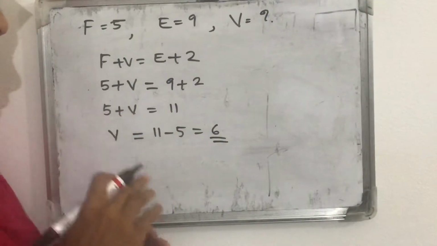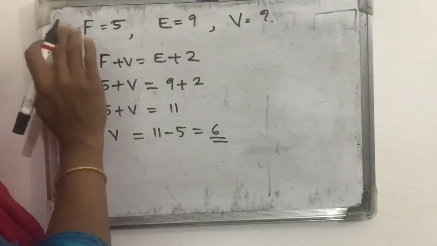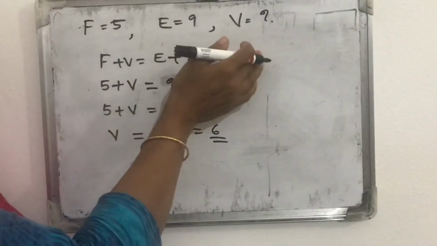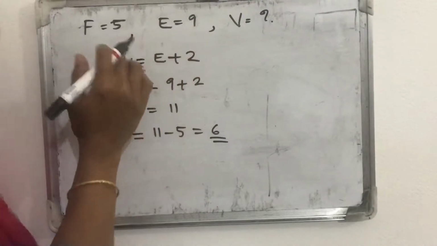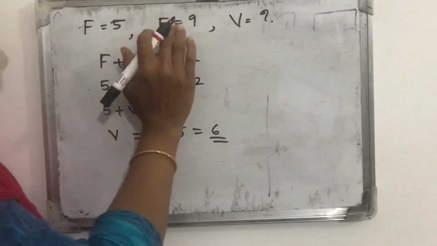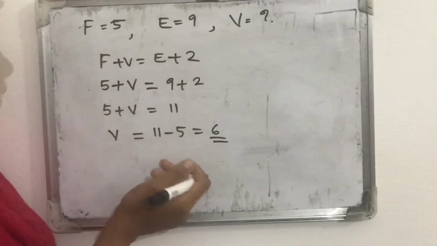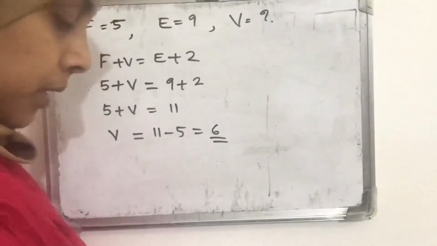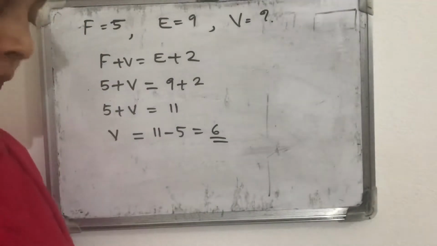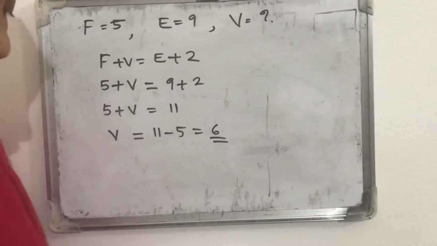This way, if the number of faces and the number of vertices are given, we can find out the number of edges. Likewise in reverse, if the number of edges and the number of vertices are given, we can find out the number of faces. So that chapter is finished. In that chapter, Euler's formula is very important, so all of you should take care of that.